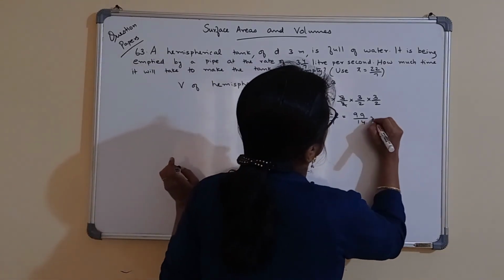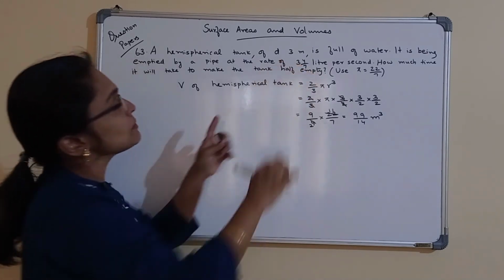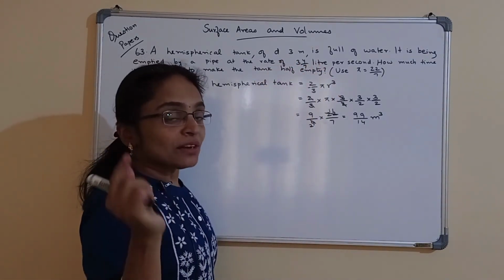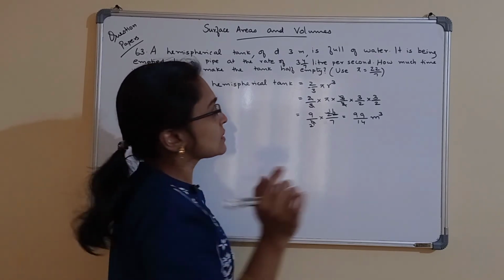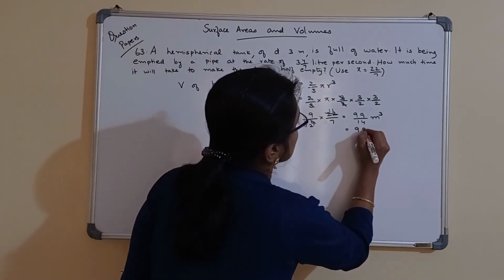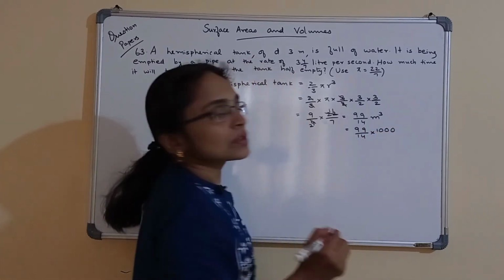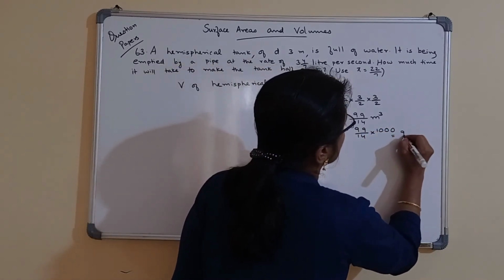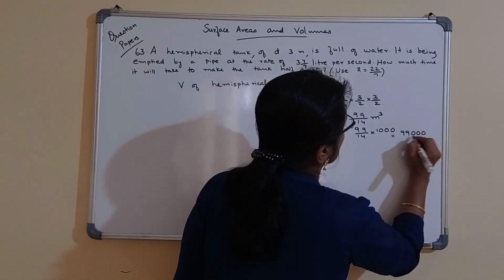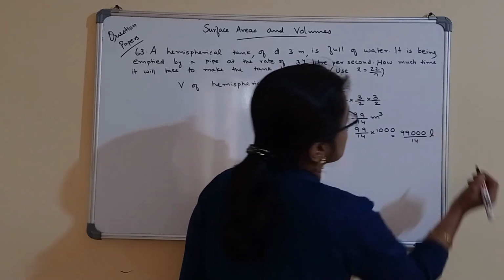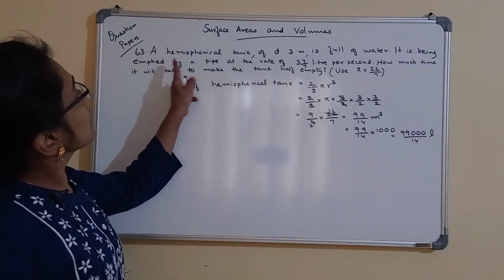So volume of hemispherical tank is 99/14 meter cube, because this is in meter and the rate is in liter. And we know that 1 meter cube is equal to 1000 liters. So we can multiply this by 1000 to get it in terms of liter. So this is equal to 99000 by 14 liter. We can write it like this itself.